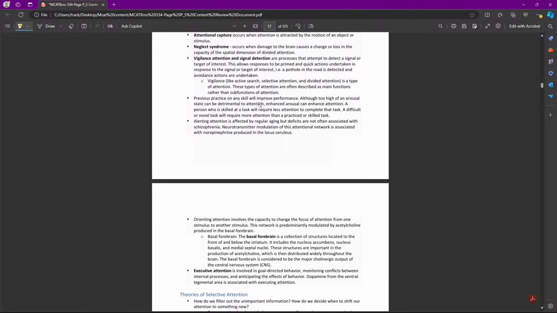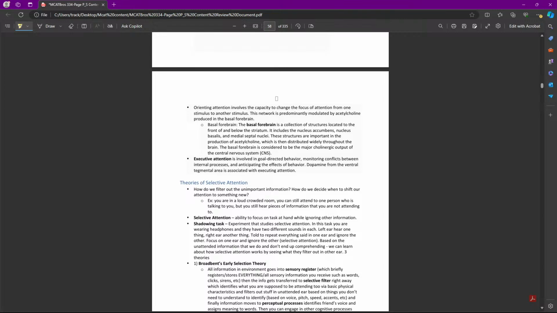Alerting attention is affected by regular aging, but deficiencies are not associated with schizophrenia. Neurotransmitter modulation: this attentional network is associated with norepinephrine produced in the locus coeruleus. Orienting attention involves the capacity to change the focus of attention from one stimulus to another. This network is predominantly modulated by acetylcholine produced in the basal forebrain.